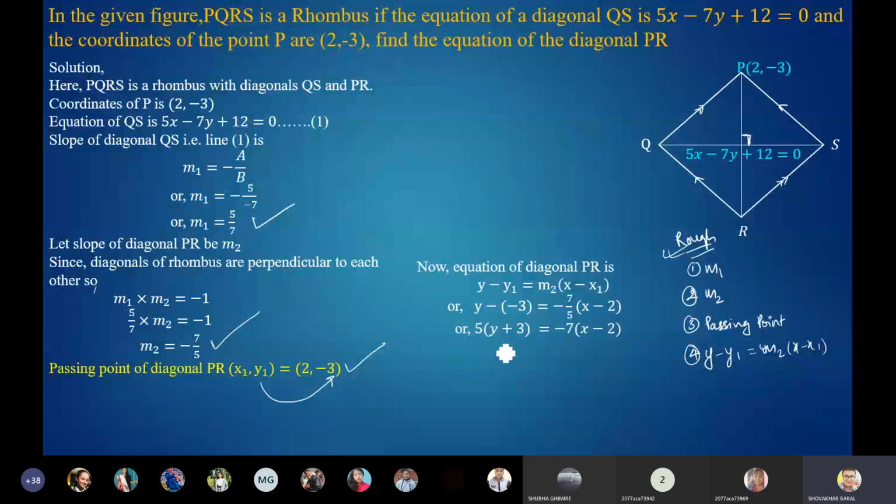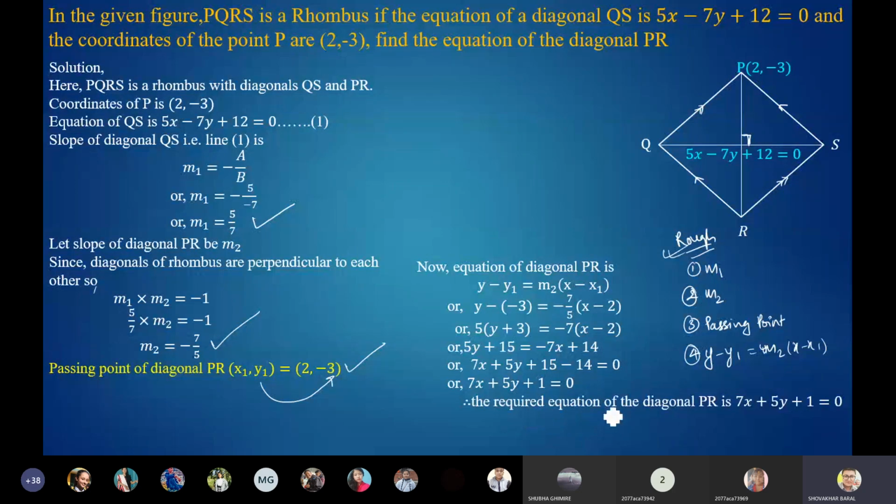5 is shifted to the other side. 5 times y plus 3 equals minus 7 times x minus 2. Simplify it further. It will be 5y plus 15 equals minus 7x plus 14. Shift this 7x to the other side, so it will be 7x plus 5y plus 15 minus 14 equals 0. 7x plus 5y plus 1 equals 0. At last, write it. Therefore, the required equation of diagonal PR is 7x plus 5y plus 1 equals 0. I hope you understand it. Please copy it fast.